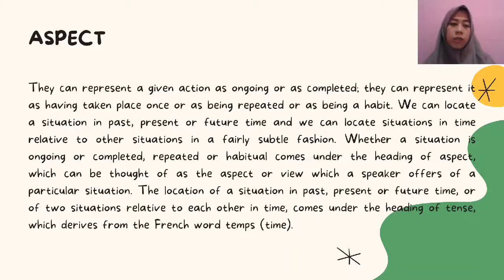We can look at a situation in past, present, or future time, and we can look at a situation in time relative to other situations in a very subtle fashion. Whether a situation is ongoing or completed, repeated or habitual comes under the heading of aspect, which can be thought of as the view which a speaker offers of a particular situation. The location of a situation in past, present, or future time, or of two situations relative to each other in time, comes under the heading of tense, which derives from the French word temps, or time.